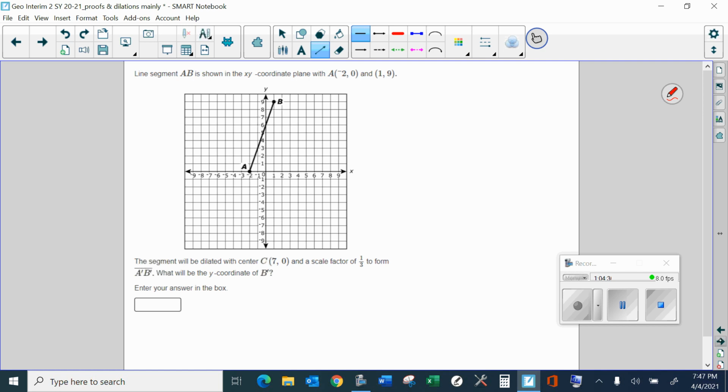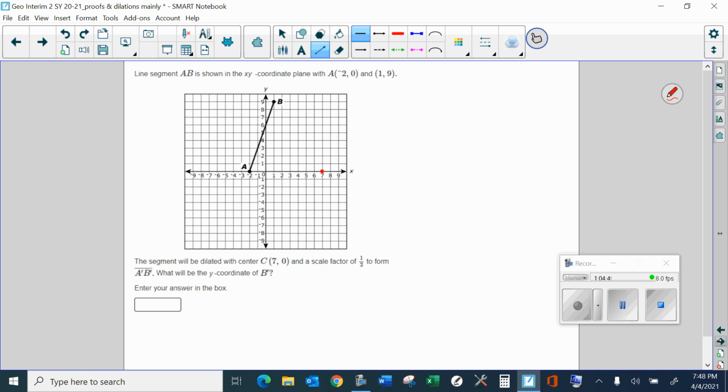Okay, line segment AB is shown in the XY coordinate plane with A at -2, 0, and 1, 9. Right there is B. The segment will be dilated with center at 7, 0, and a scale factor of 1/3. So obviously it's getting smaller by 1/3. It's going to be 3 times smaller.